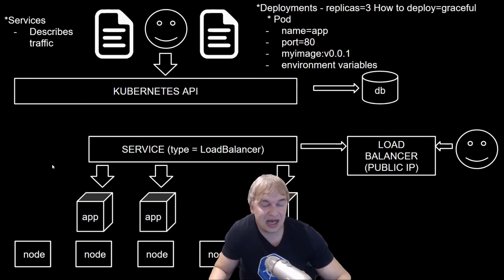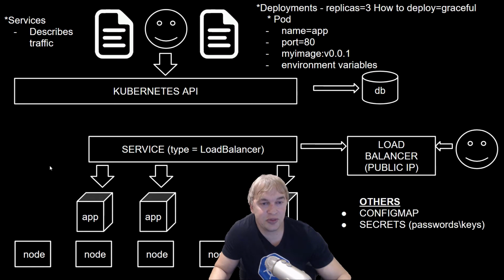Now, there are some other basics as well. So Kubernetes also supports ConfigMaps and Secrets. And ConfigMaps basically allow us to configure JSON files, application settings, and any type of configuration files. We can mount those inside the application containers, and Kubernetes does that for us automatically.